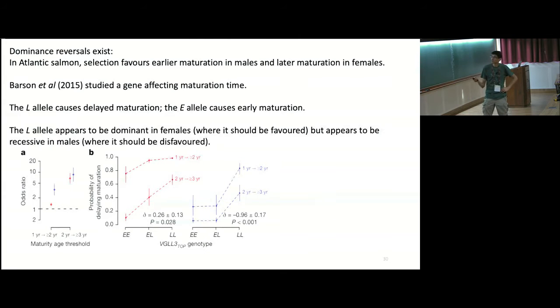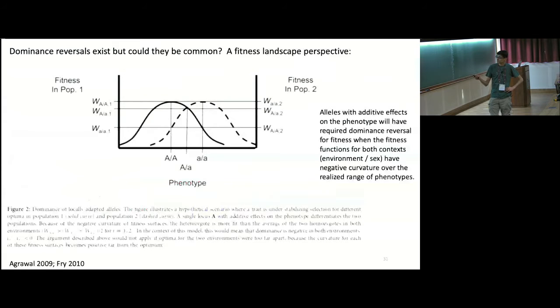But here's one cartoon of how it might not be so implausible, even though when we talked about it at first, it seemed like it would be implausible. So imagine you had some phenotype. This could be any phenotype. You can think of this as body size or whatever. And here is how that phenotype relates to fitness in one sex. And here's how that phenotype relates to fitness in the other sex.